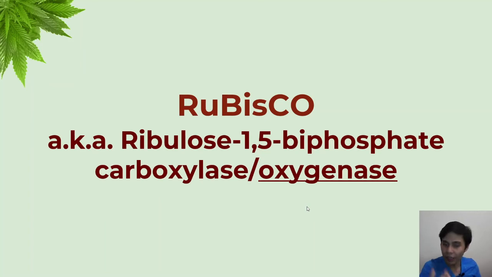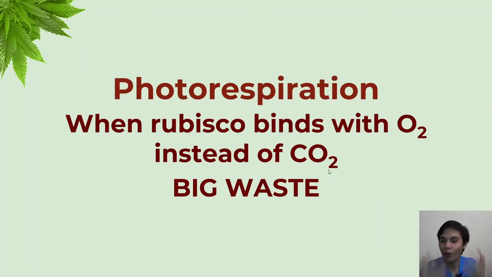Again, Rubisco, its full name is ribulose 1,5-bisphosphate carboxylase oxygenase. So it's not just fixing carbon. It's doing this sneaky thing, oxygenase. It's not just carboxylating, it's also oxygenating. What is that? That is basically photorespiration. It's the opposite of photosynthesis when Rubisco binds with oxygen instead of carbon dioxide. So there's no carbon to add there. Instead, it does something like cellular respiration, and it's a big waste of time and energy.